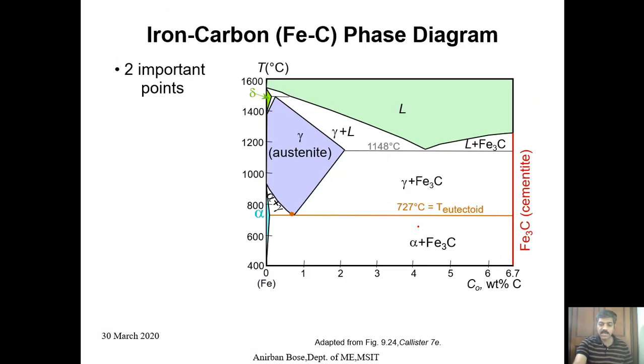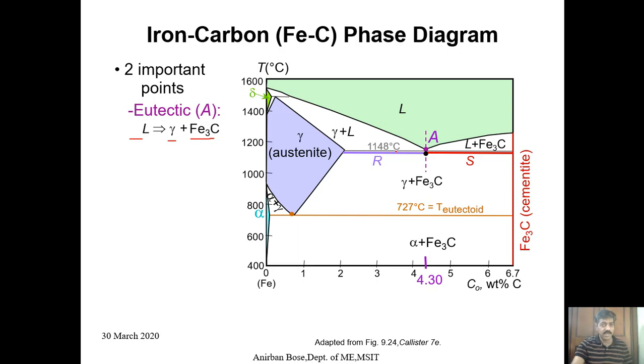Now see very clearly the most important thing in the iron carbon diagram that we have to remember. Here you can see there are two important points. The first one, the eutectic point. Where is the eutectic point? This is the eutectic point, point A. What is happening? Liquid is converted into austenite and Fe3C. Clear? At which temperature is it happening?